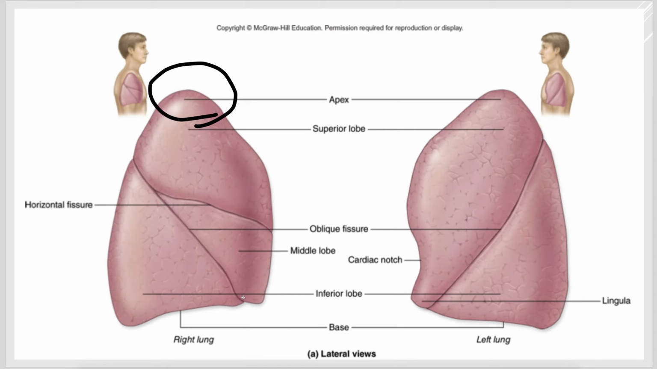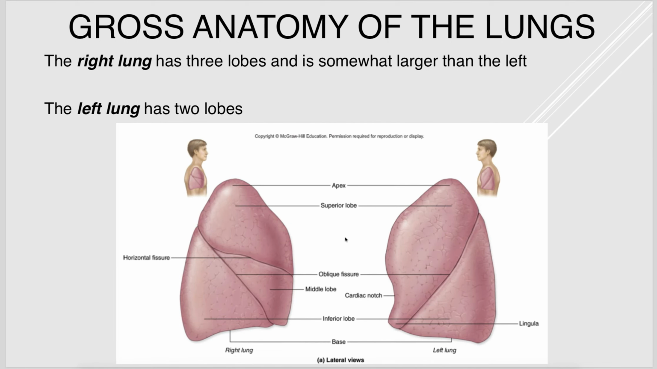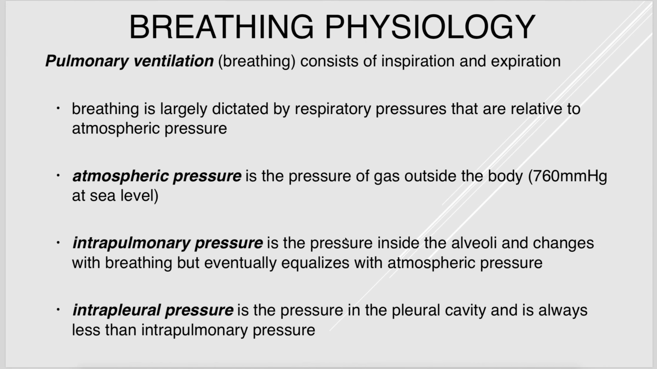They are concave on the bottom, so the right lung is concave because the liver sits up under here, and the left one is concave because of both the stomach and the spleen. So again, about the lobes. Then we got into a little bit of physiology.